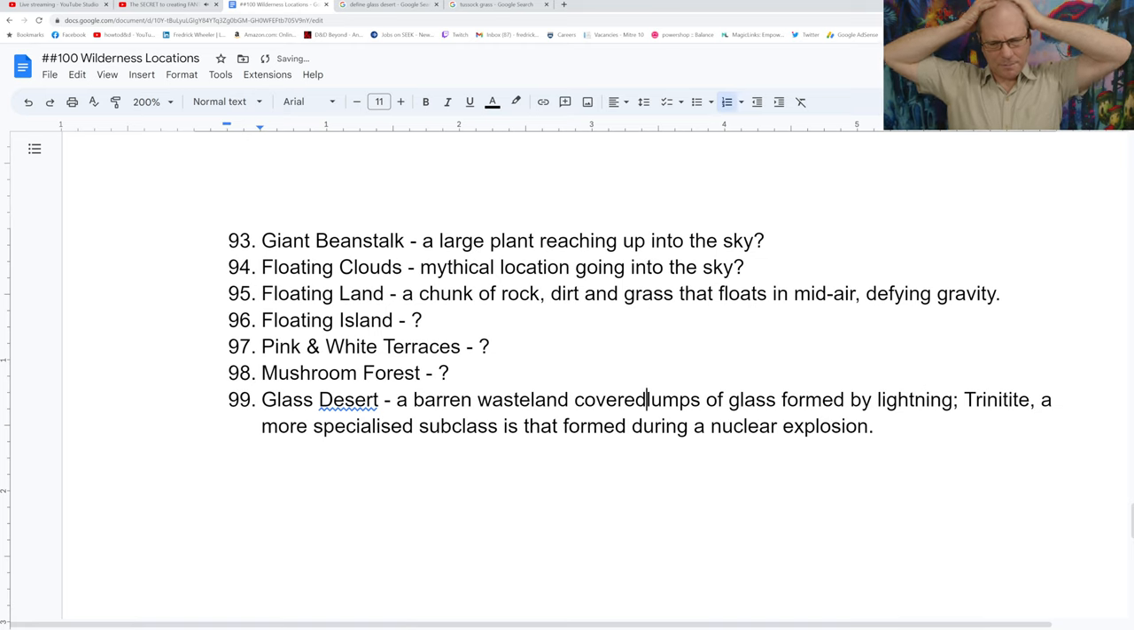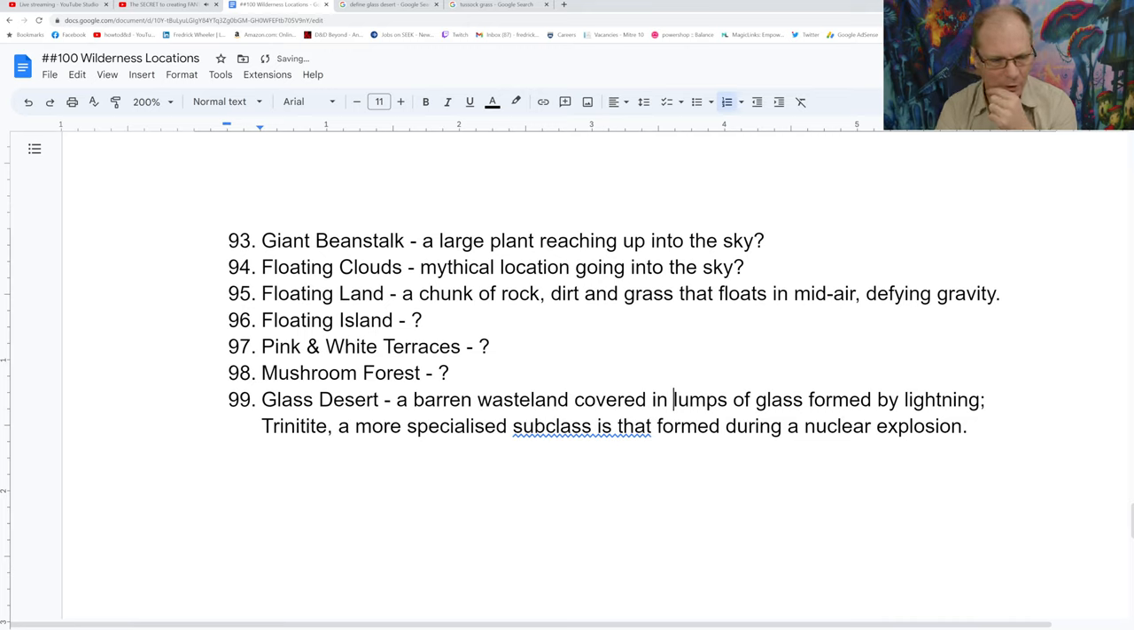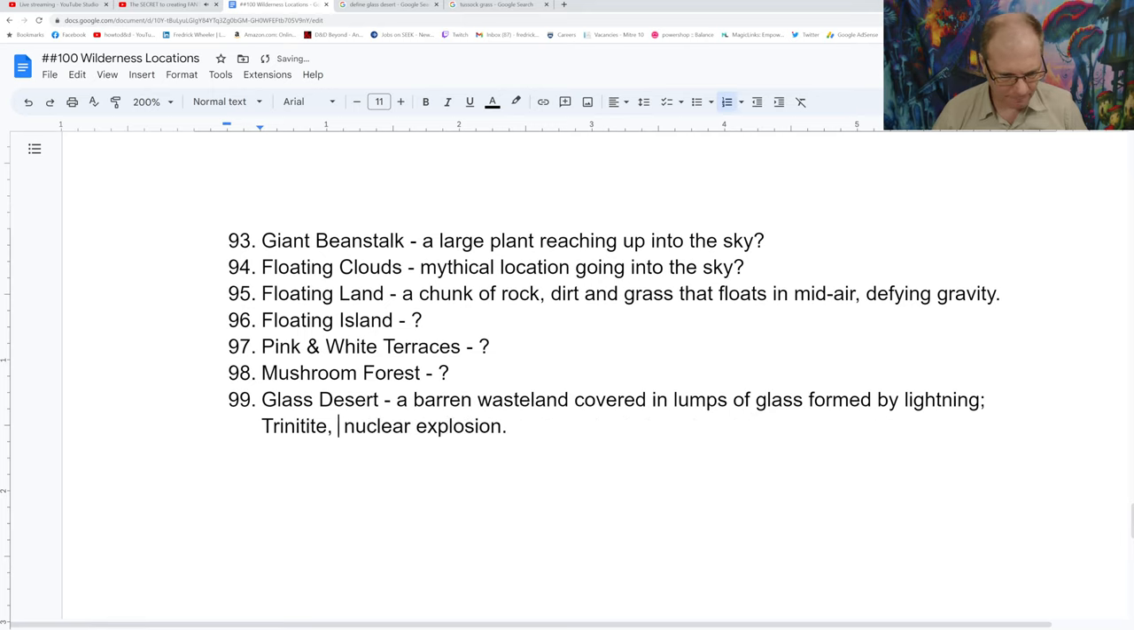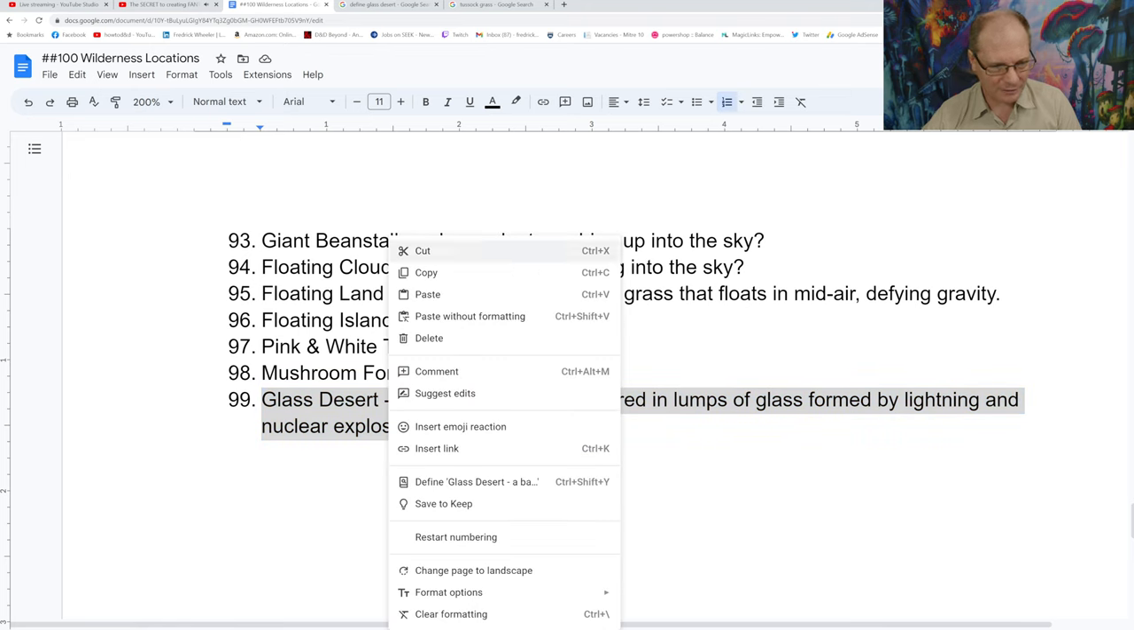Okay, so a barren wasteland covered in lumps of glass formed by lightning and nuclear explosions. And who would have thought that that was not a fantastic fantasy concept? It's a real thing, right? That's why I say, you look for the fantastical and the exotic, and all you need to do is look at real life, and you've got it pretty much right there. So we're very close to being done, people. Look at this. That's not bad.